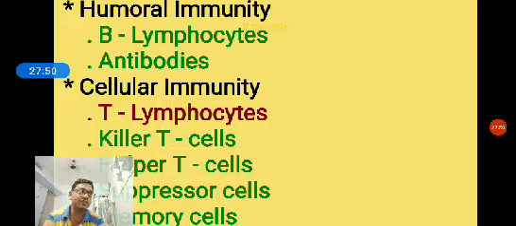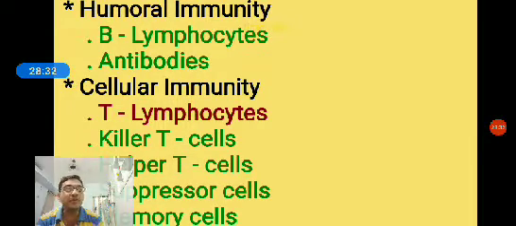Second, helper T cells. These cells stimulate the B lymphocyte cells to produce the antibodies which interact with the antigen of the microbes. If the killer T cells fail to fight the antigen, then the helper T cells are produced. Those helper T cells stimulate the B lymphocytes. Then the B lymphocytes stimulate the plasma cells. Then the plasma cells produce the antibodies. Then the antibodies plus killer T cells both are able to fight the antigen.